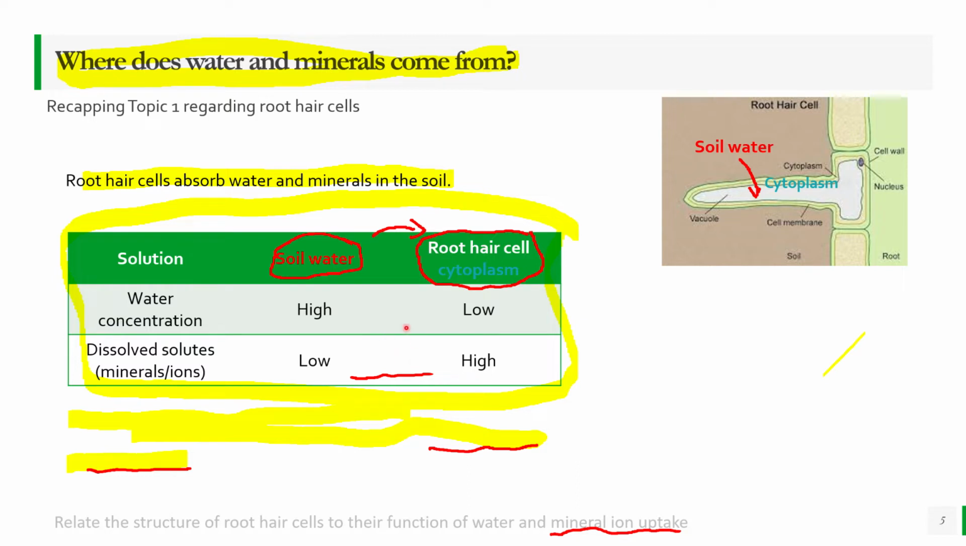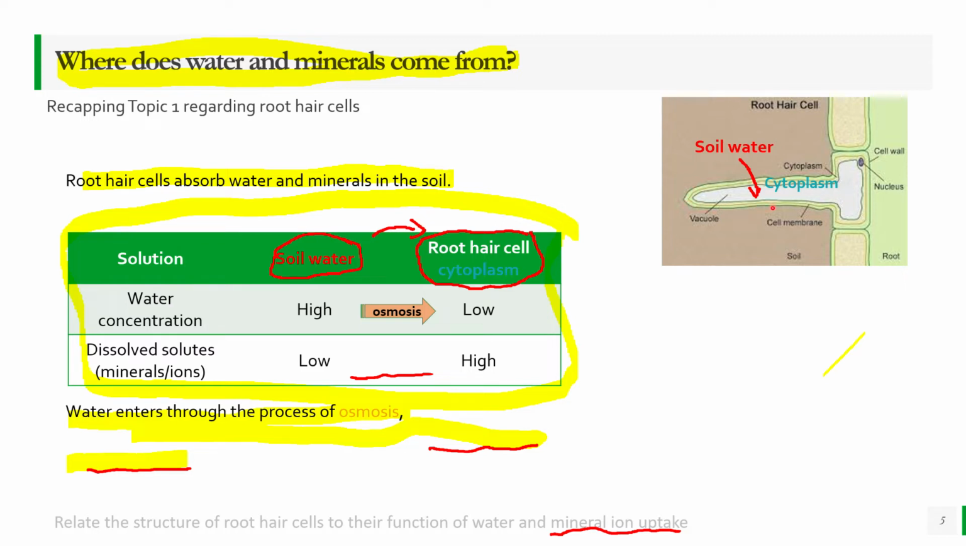Okay, now walaupun ada dua benda sini, water and salts, tapi the way that they enter the root hair cells will be different. Okay, berbeza. Okay, so water will enter through the process of osmosis because it is from high concentration to low concentration, and it is talking about water and also it passes through the cell membrane di sini.